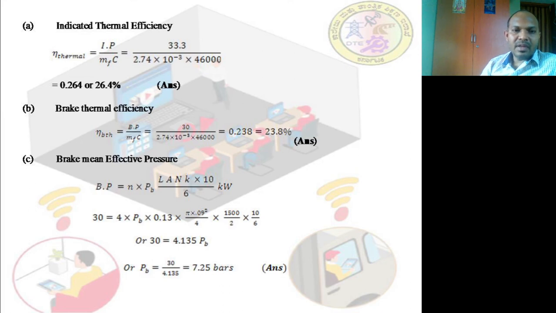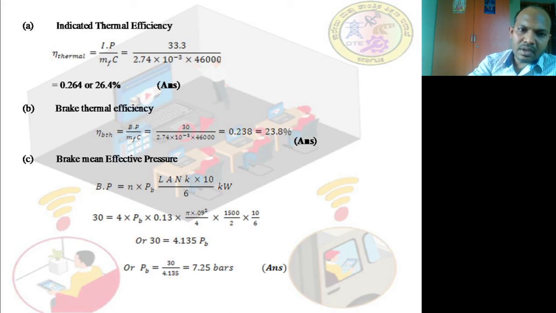That property is called the calorific value, denoted by CV. It is 46,000 kilojoules per kg. So the indicated thermal efficiency is given by IP by MF into CV. MF into CV, that product is nothing but the amount of heat supplied. So that will give rise to 26.4% indicated thermal efficiency. Similarly, I will also find the brake thermal efficiency, which is given by BP by MF into CV, which is 30 divided by the same MF into CV, giving 23.8%. Even here, the indicated thermal efficiency is greater than the brake thermal efficiency.